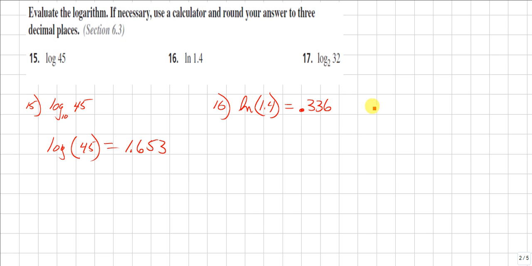And number 17, we're going to need to use the change of base formula. So what that's going to be is, let's change it into a base 10 log. So that would be the log. Actually, that's one I can just do in my head, right? So what we're going to say is 2 to what power is equal to 32. And that answer is going to be 5.